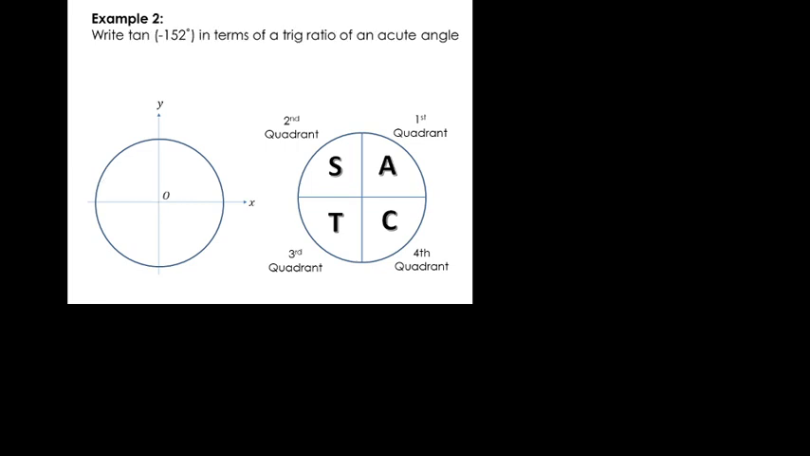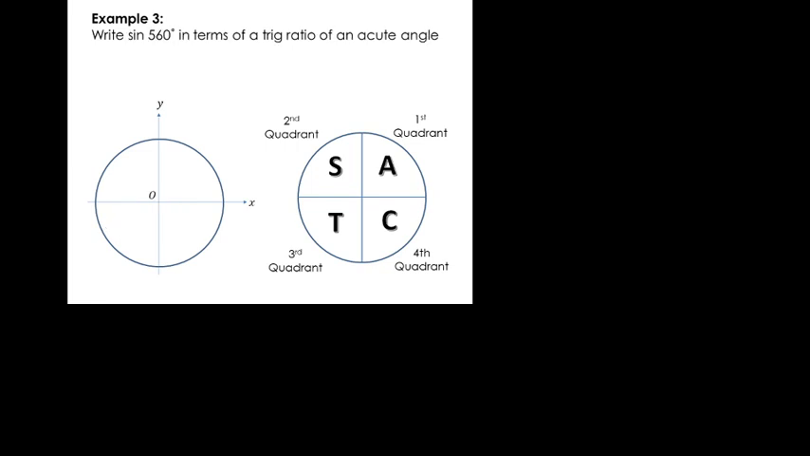Next, tangent negative 152. Where can negative 152 be? Negative 152 means it's going backwards. Like bearing, you start from north and go clockwise, but in this case you start from positive x and go anti-clockwise, but because it's negative you go clockwise, so you get this angle, and the acute angle will be 28. Tangent will be positive, so it is tangent 28.